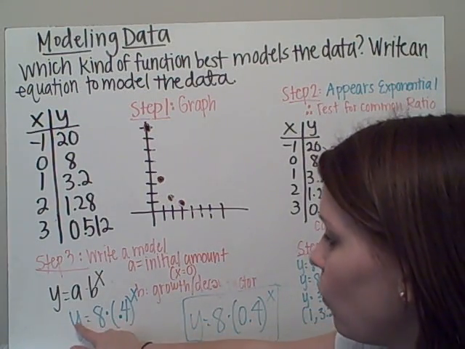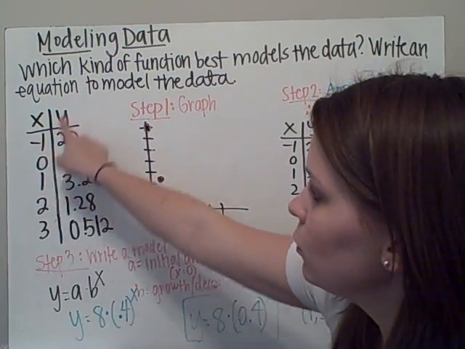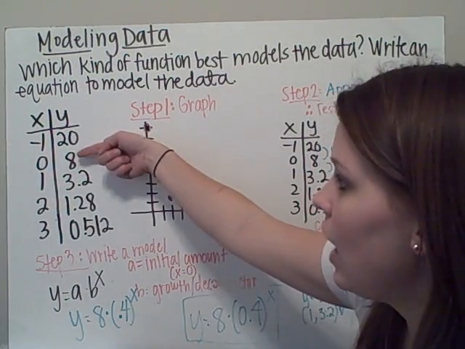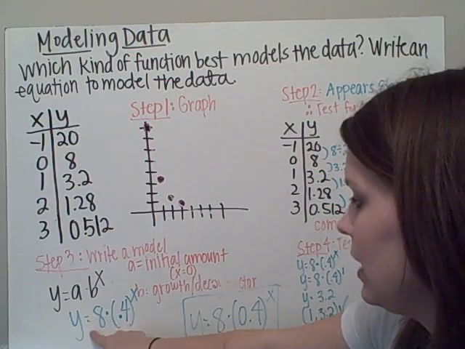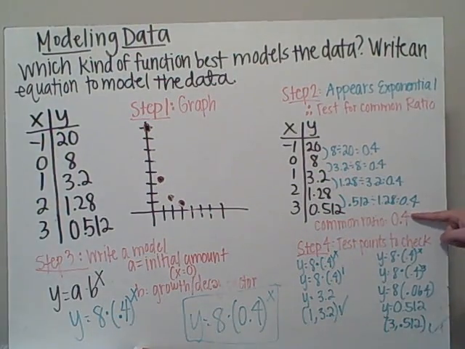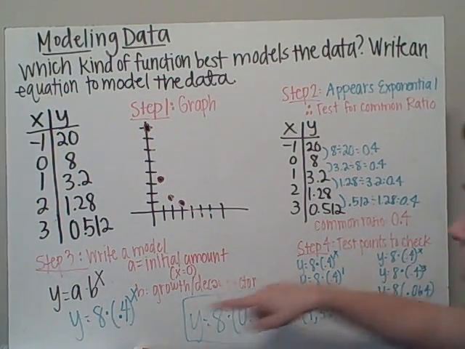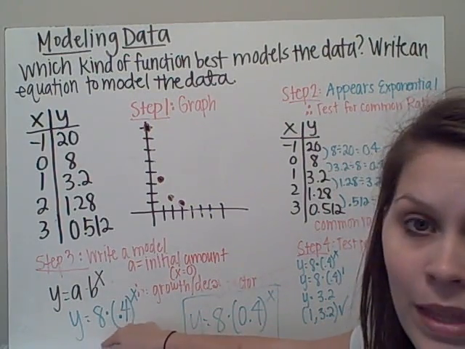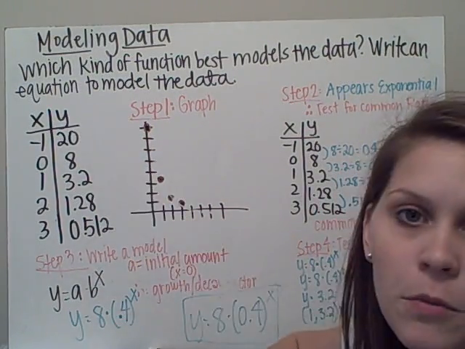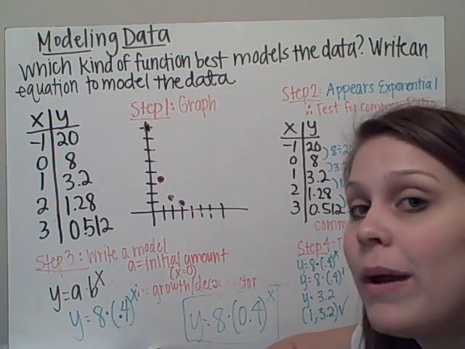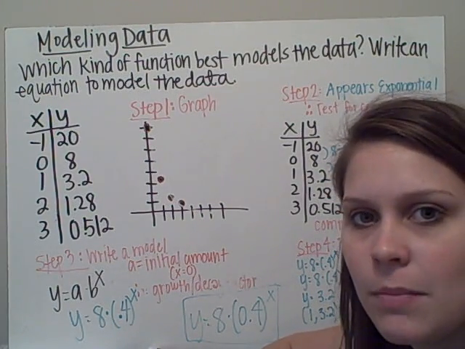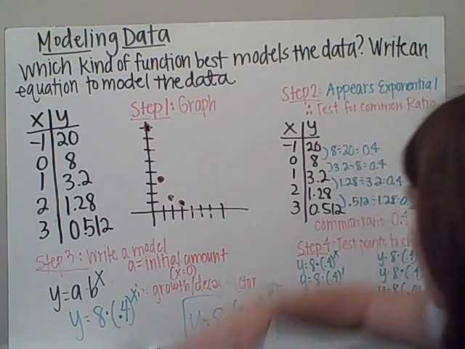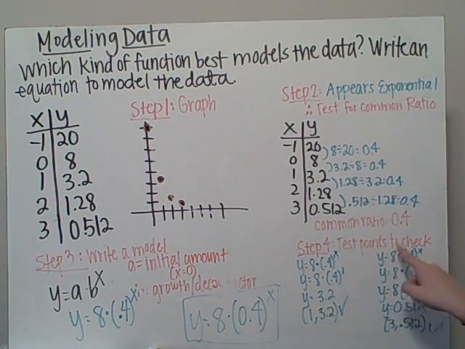So we have y equals 8, because if you look here, when x is 0, our initial value was 8, times my common ratio of 0.4 that we found in step 2, to the x power. So this is the equation that we think best models the information we were given. But we always need to make sure that we check that the equation is correct. So step 4 is to test points to check.